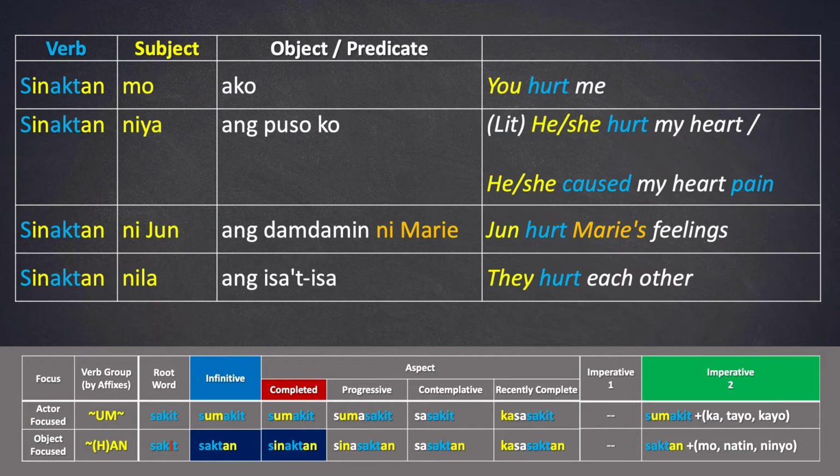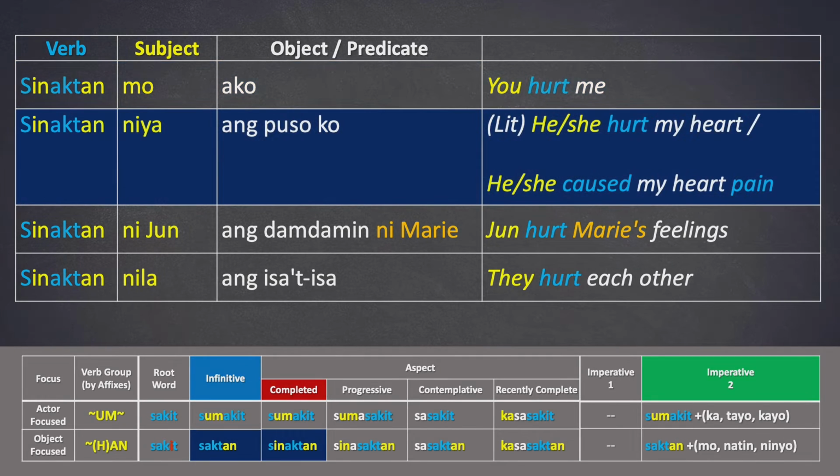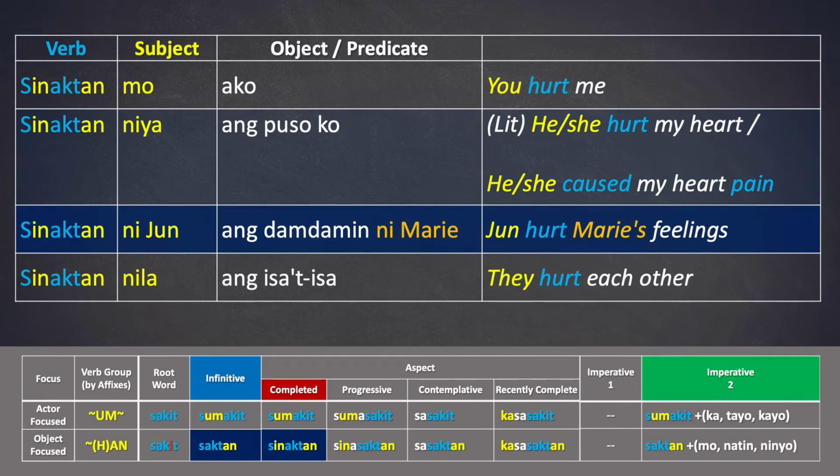Now, let's try the verb saktan. Its completed form is the verb sinaktan. Let's use it in simple sentences. Sinaktan mo ako. You hurt me. Sinaktan niya ang puso ko. Literally, she hurt my heart. Or, he or she caused my heart pain.